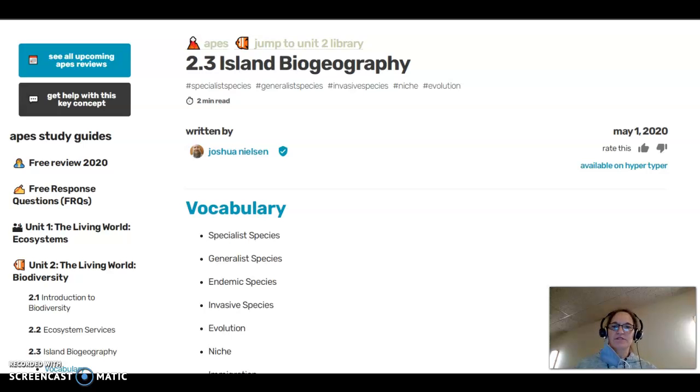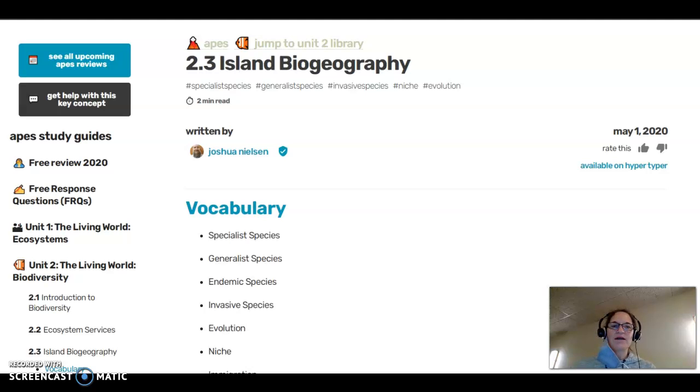However, I do want to just give a real quick overview of what you have been working on Monday, and then what I'm going to have you guys work on today. It's sections 2.3 and 2.4. And so 2.3 is island biogeography.